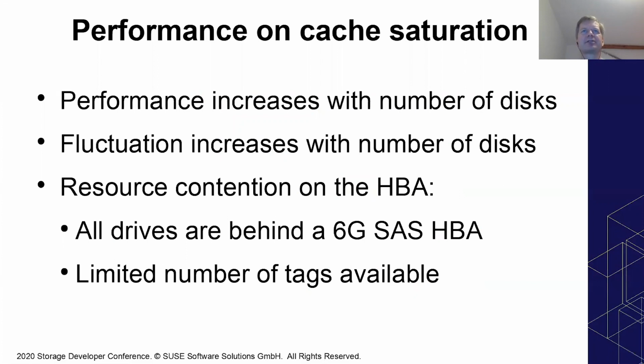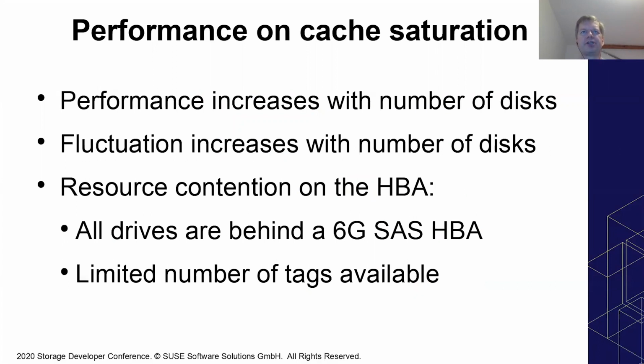Once we reach cache saturation, the performance does increase with the number of disks, but so does the fluctuation, which was actually quite surprising, because one would have thought that with more disks, each disk would be able to operate independently, and that you do get a benefit in performance by using more disks.